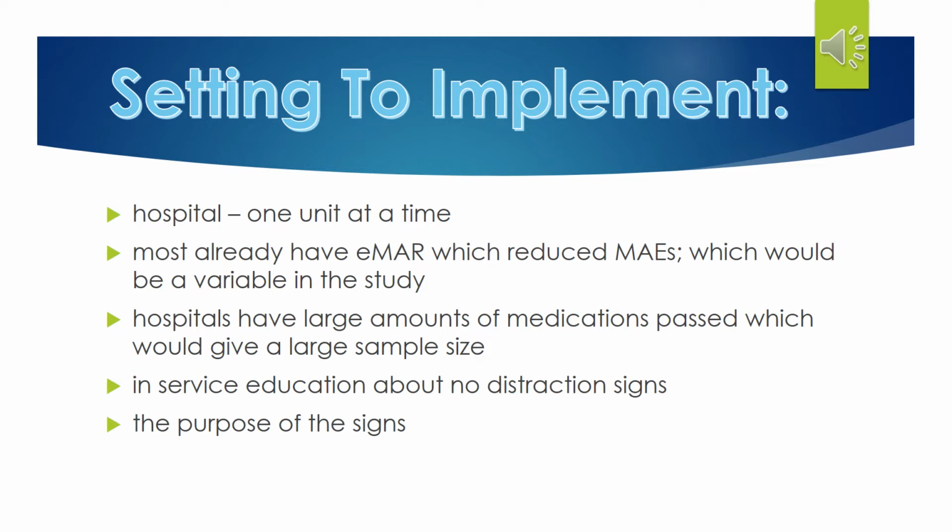Setting to implement. Our setting was a hospital and we used one unit at a time. Most already had the EMR system, which reduced medication errors, which would be a variable in the study. Hospitals have large amounts of medications to pass, which would give a large sample size. In-service education about no distraction signs and the purpose of the signs.